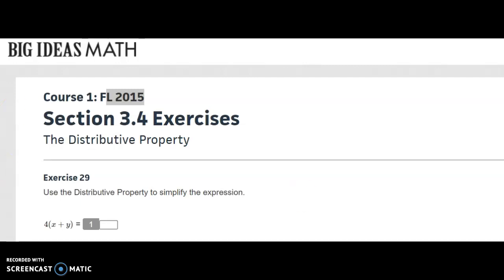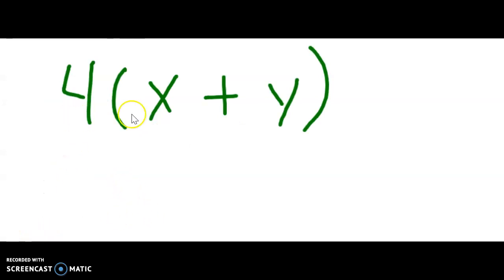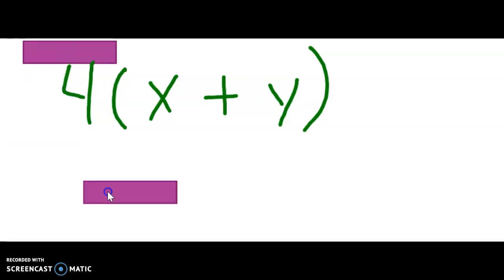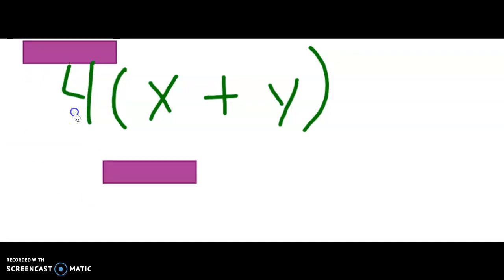So with this problem right here, we have 4 times something in parentheses, and the parentheses is x plus y. What we know we're going to do is the 4 has already been pulled out, so we're going to have to multiply it back in. So we have 4 with the parentheses x plus y, and we're going to multiply this back out, and we know that our pink represents the 4. So now we're going to represent it by multiplying. We're going to have to do a 4 here and a 4 here.